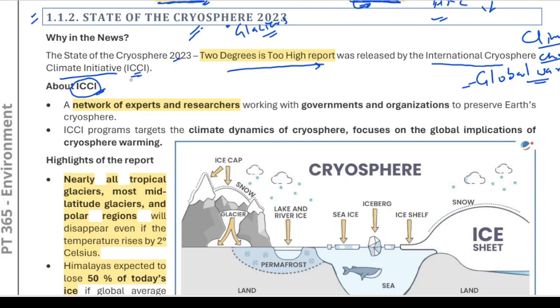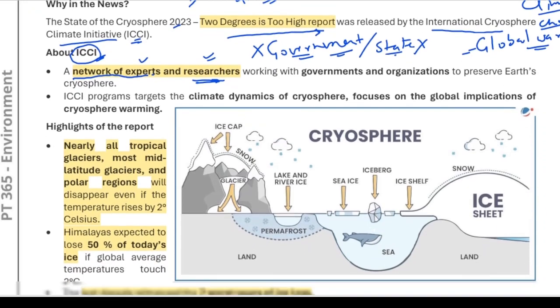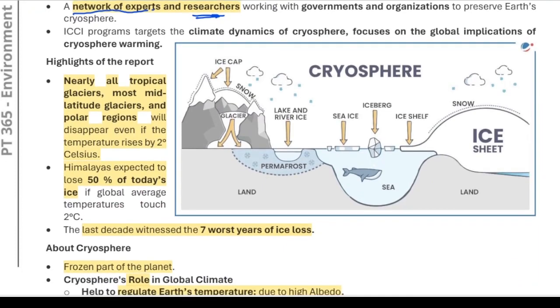What is this? You must remember, it is a network of experts and researchers. It does not contain any government. UPSC may ask this. Governments or states are not present, so only experts and researchers are the constituents of the ICCI. The rest are very general provisions, like programs that target a focus on the global implications of cryosphere warming.